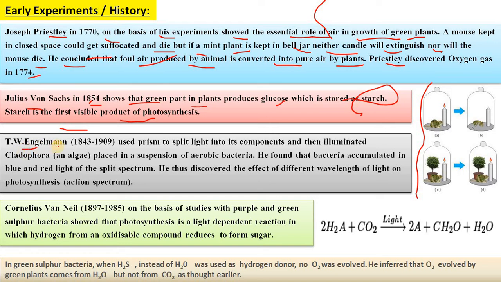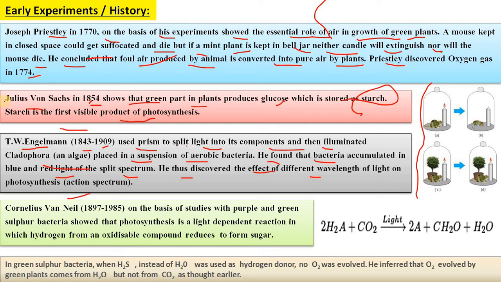Then T.W. Engelmann (1843 to 1909) used a prism to split light into its components and then illuminated the alga Cladophora placed in a suspension of aerobic bacteria. He found that the bacteria accumulated in the blue and red light of the split spectrum. He thus discovered the effect of different wavelengths of light on photosynthesis, the action spectrum.